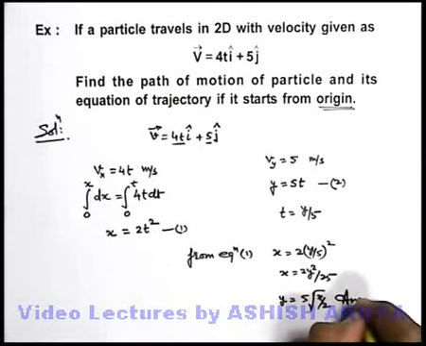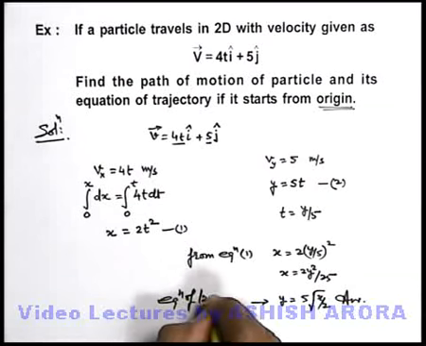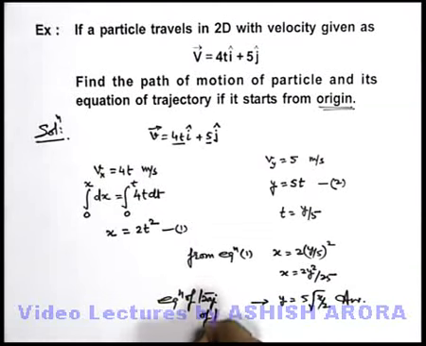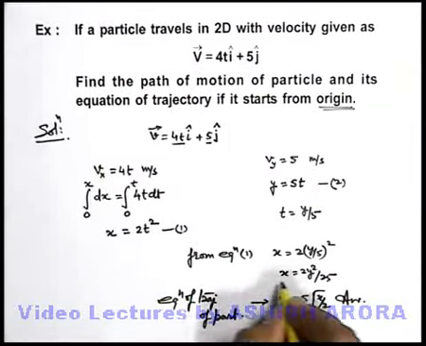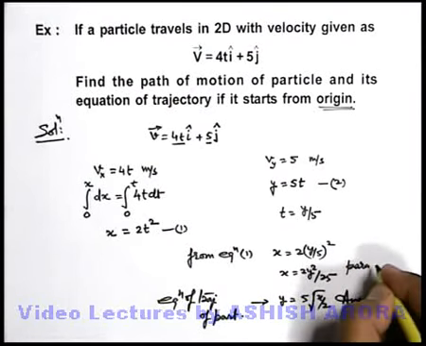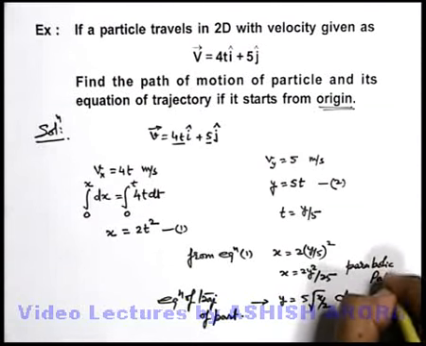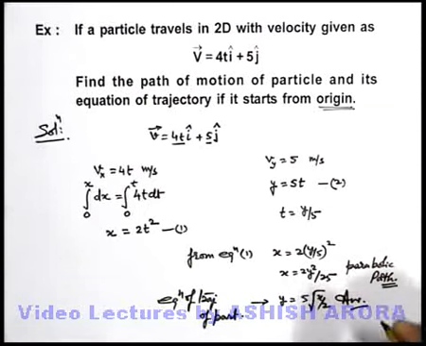So this is the answer to this question, and this we can write as the equation of trajectory of the particle's motion. As it is a quadratic equation, its path will be a parabola, or you can say the particle is moving in a parabolic path. So these are the answers to this question.